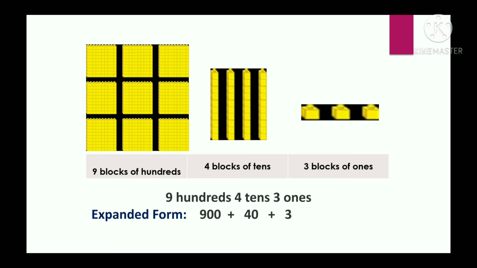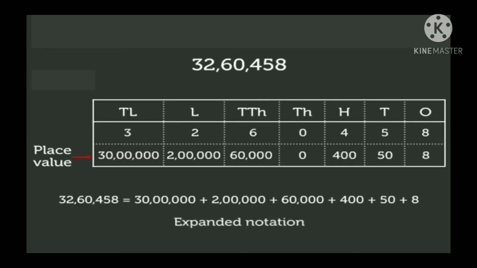So we'll write it as 9 hundreds, 4 tens and 3 ones. If we have to write this in expanded form, we'll write it as 900 plus 40 plus 3. So here you can see this is how we'll write numbers in expanded form. It means we have to expand the number into its place values with an addition sign.